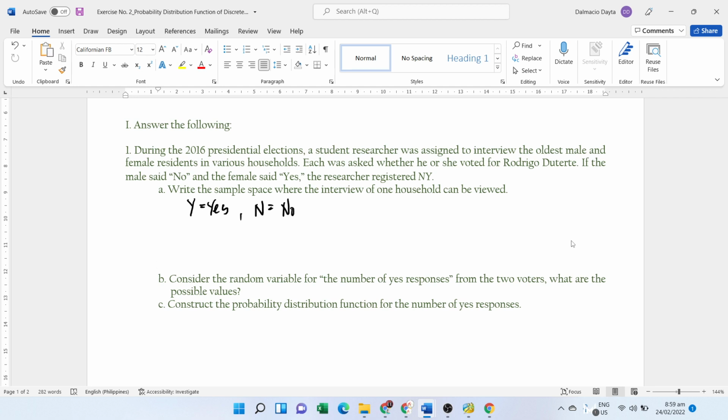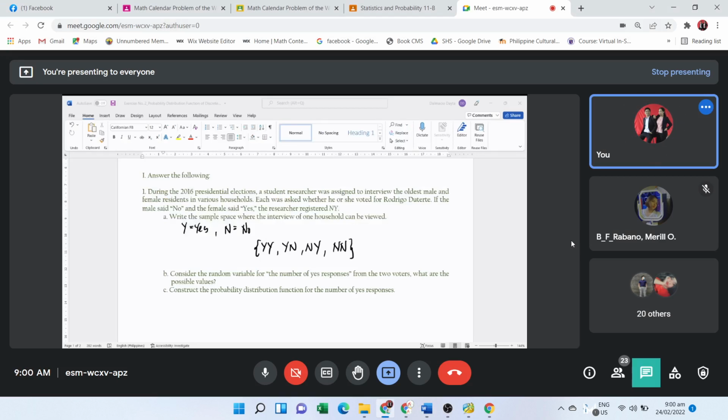Then the sample space where the interview of one household can be viewed would be YY if both the male and the female said yes, YN if the male said yes and the female said no, NY if the male said no and the female said yes, NN if both the female and the male interviewee said no. Apat yung laman niyan. Okay? Or you can do it the other way around. NN, NY, YN, YY. Who was able to do this? Letter A. By just following the video lesson.